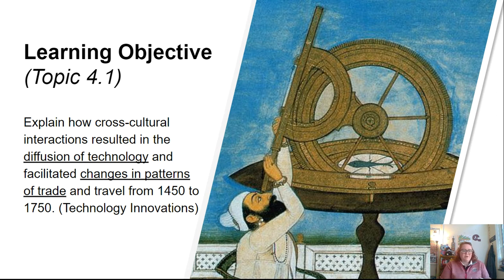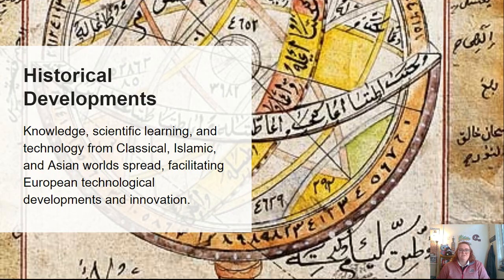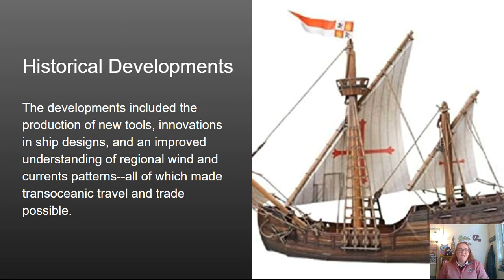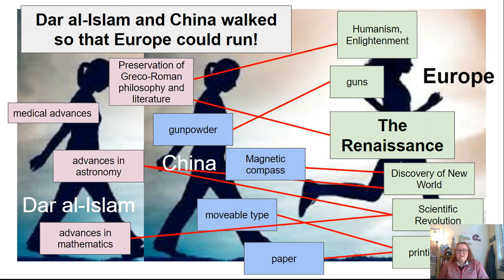So we're talking about the diffusion of technology that facilitated the changes in patterns. We're going to look at some very significant technology that we have talked about in the past from the classical Islamic and Asian worlds. And we're going to see how these new tools were put in place and fueled exploration.